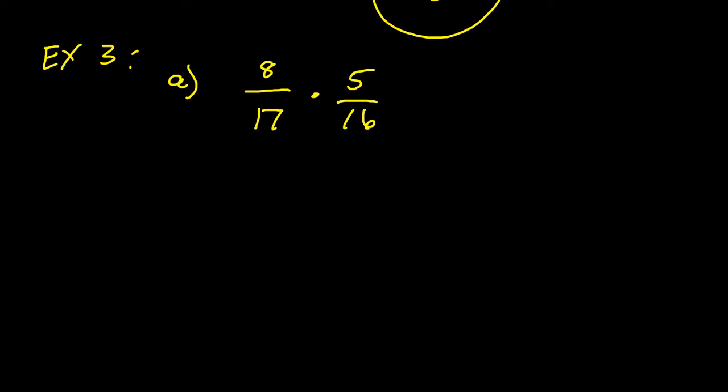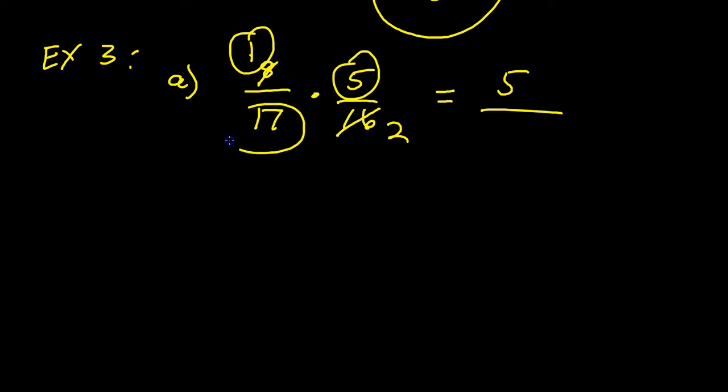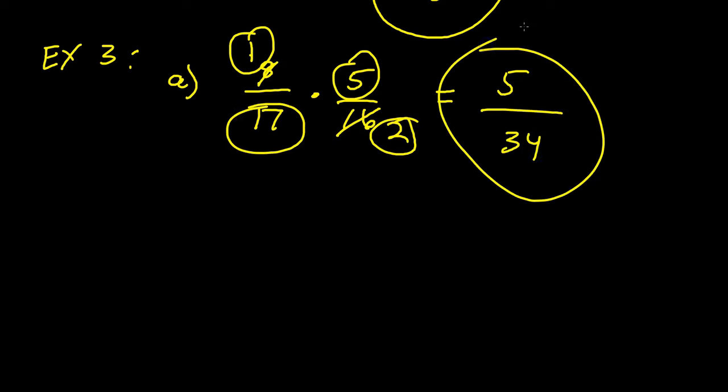8 goes into 16 twice, does it not? So what I can say is 8 goes into 8 once, 8 goes into 16 twice, and now that I've cross-canceled as much as I can, now I will multiply across. 1 times 5 is 5 in my new numerator. Downstairs, 17 times 2 is 34. Final answer, 5/34. I can't get any simpler than that.